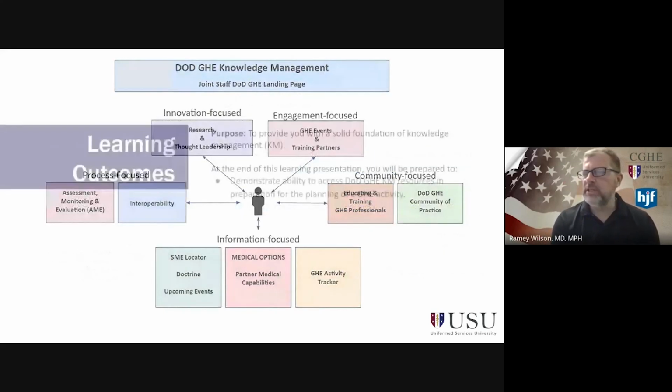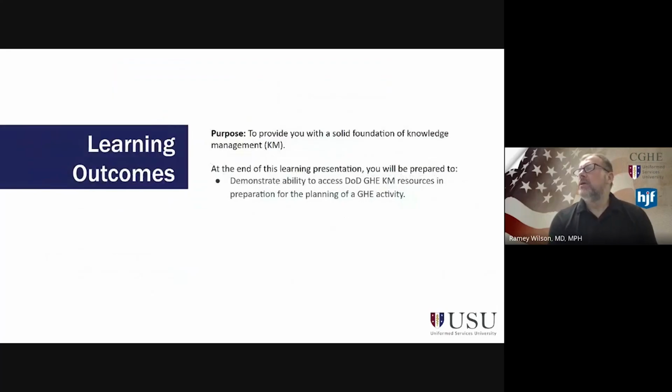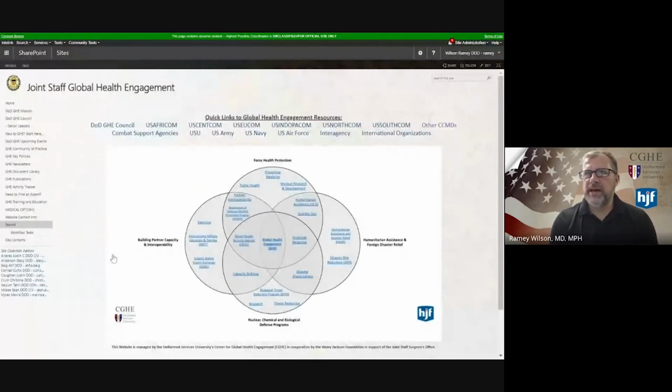So I'm going to change my slide here. First off, this is the Joint Staff Global Health Engagement webpage that I mentioned, which resides on the Joint Staff Intel Link website. You can see on the left-hand side a whole host of specific links. This Venn diagram in the middle is pulled out of the DoD, and if you're not familiar with a lot of these activities within Global Health Engagement, there are links there that can help educate yourself on them.